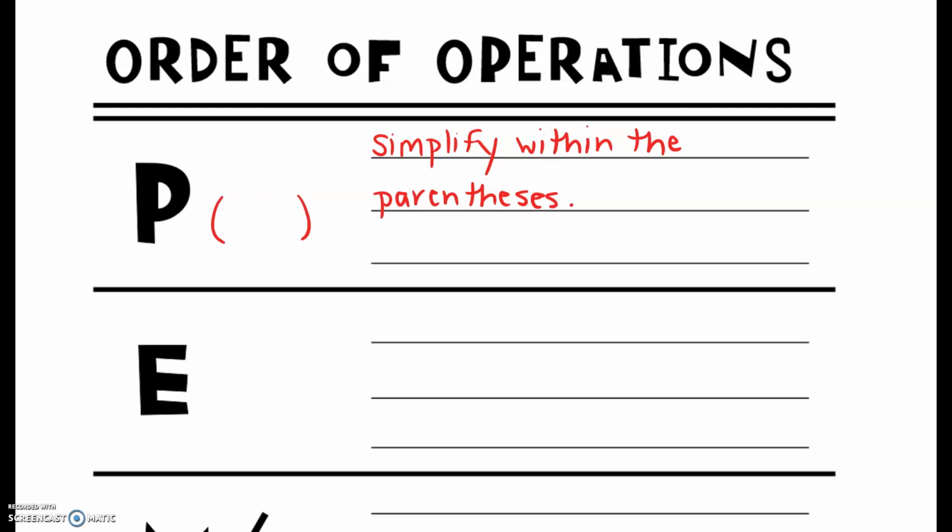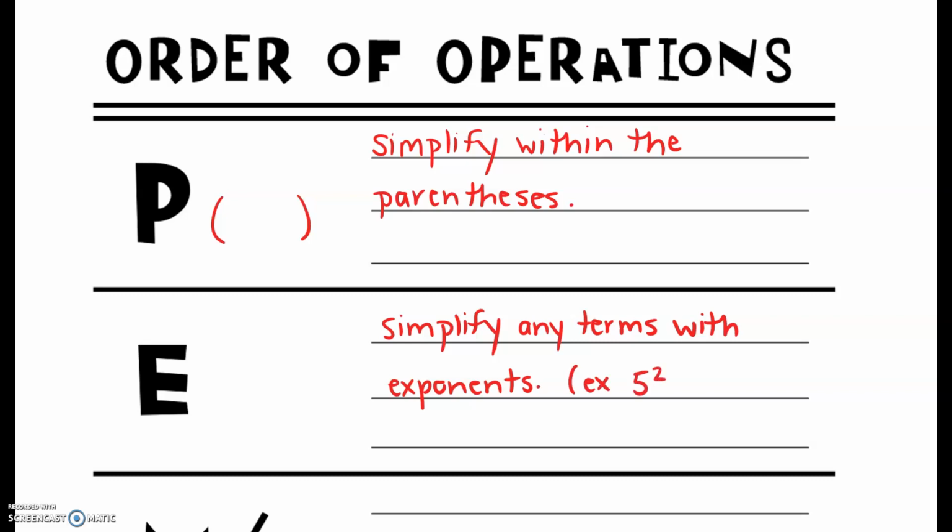Secondly, we have exponents. So in our second step, if there are any terms that have exponents, we want to simplify any terms with exponents. So something like 5 squared, something like 2 to the third power would be one of the first things we want to simplify in our order of operations.